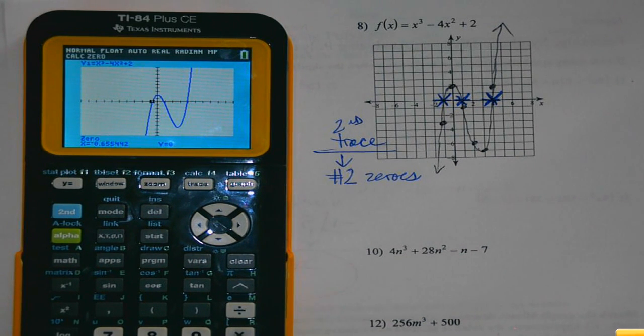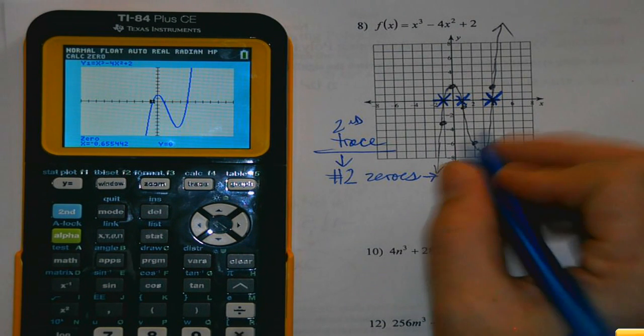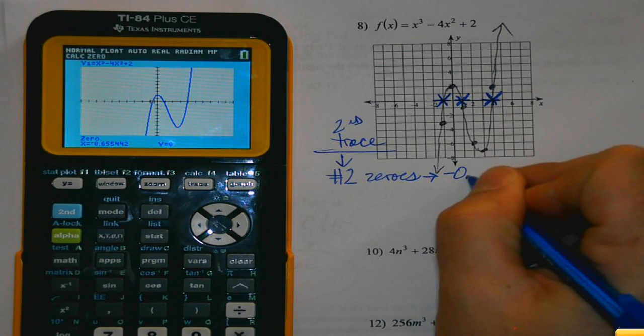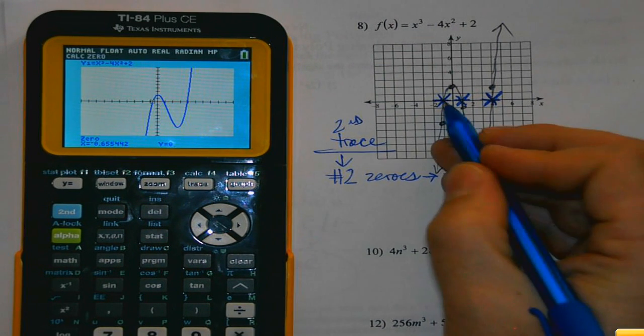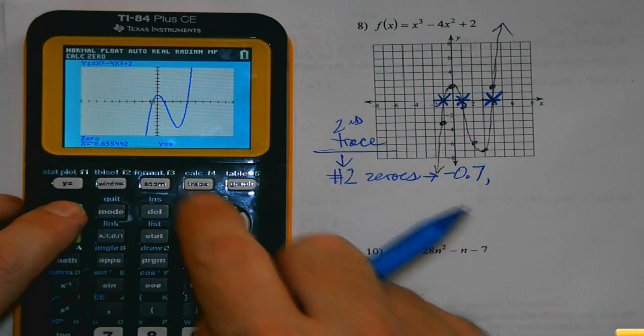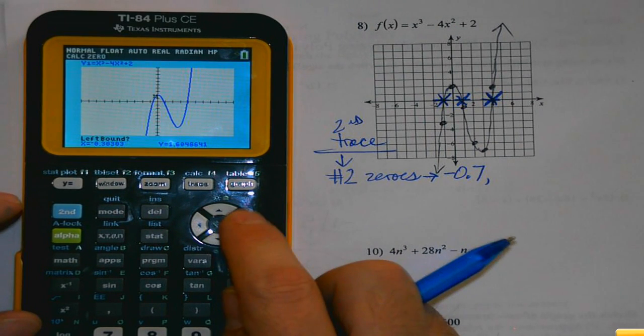If I hit enter one more time, I see that one of my zeros, and I think it's set to the nearest 10th, so that would be negative 0.7. That would be this one. You're like, so do I have to start all over to find the other ones? I do. I got to do second trace and 0. I have to reset it each time.